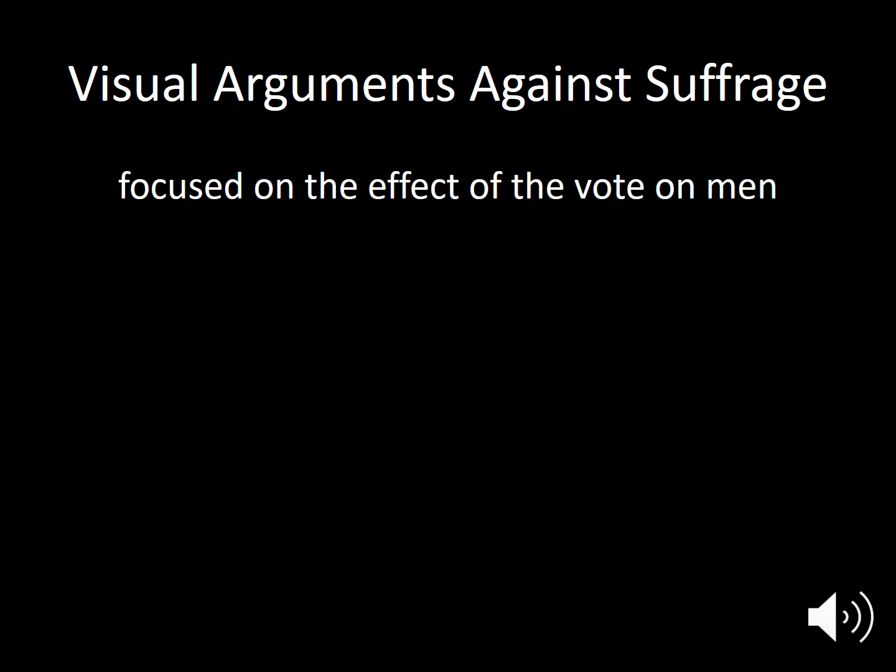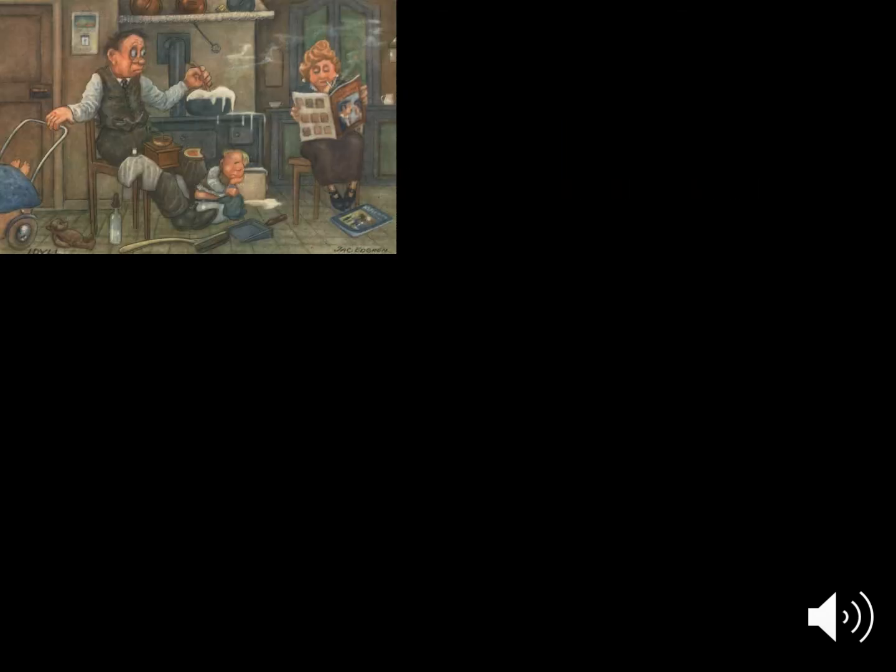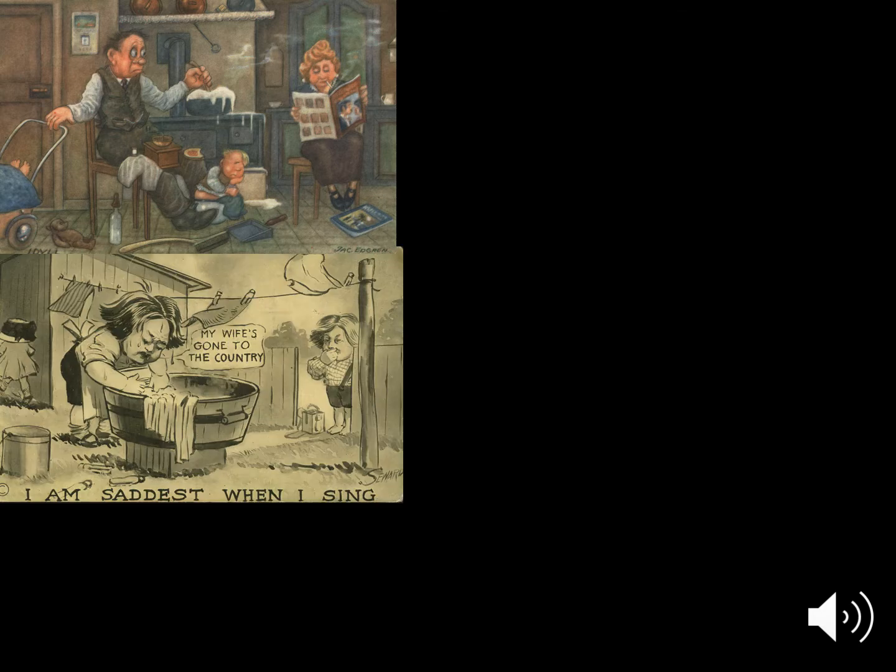The interesting thing is that in the visual arguments, there's an argument present you don't hear in the verbal arguments, and that is about the effect of the vote on men. And I'll go through a few examples. As women attempted to stretch the meaning of womanhood to incorporate the public act of voting into their role as citizens, opposition attempted to formulate images to depict the effect of women's vote on the home.